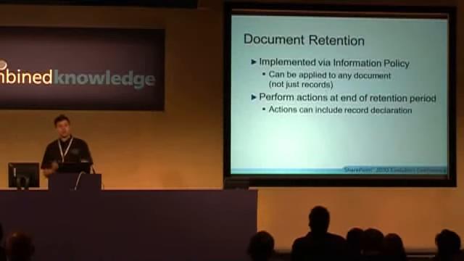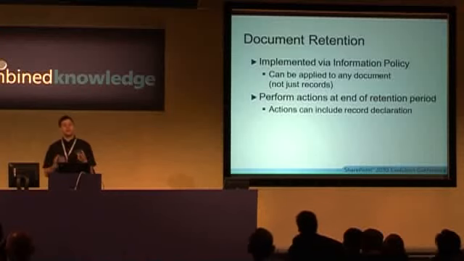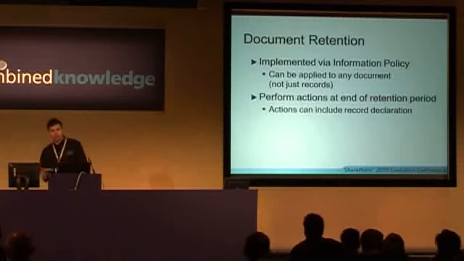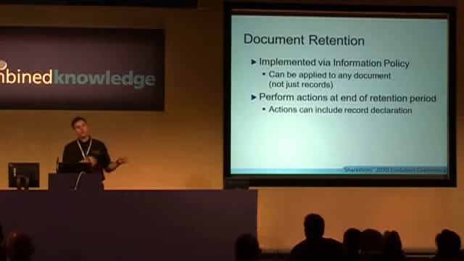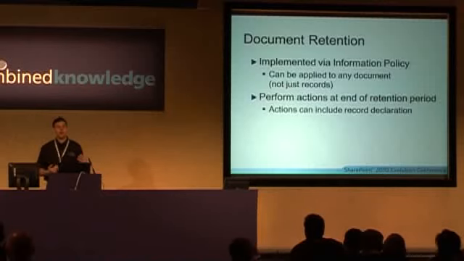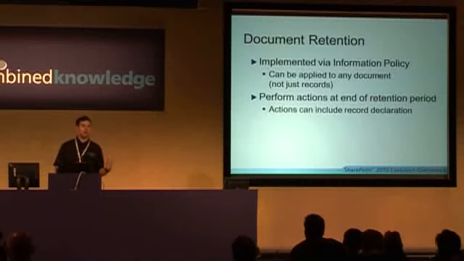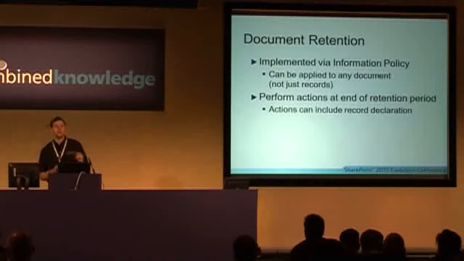So again, document retention is implemented via these information management policies, and they can be applied to any documents, not just records. So when we're looking at this, we can say, well, this library, we want all of the documents reviewed, and you can do that by content type as well. So you could have a specific content type for records and ones that weren't records if you wanted to define different information management policies against the same library.